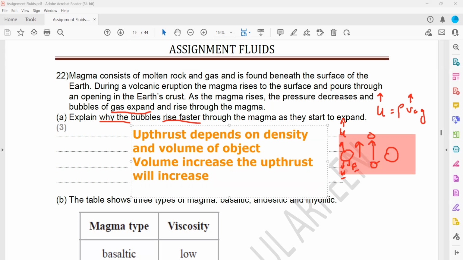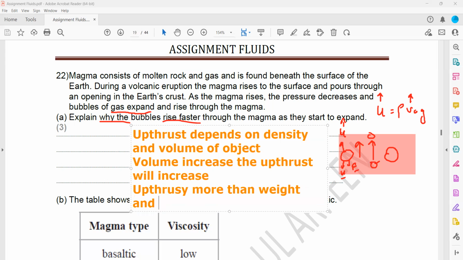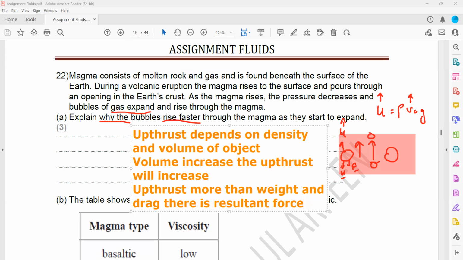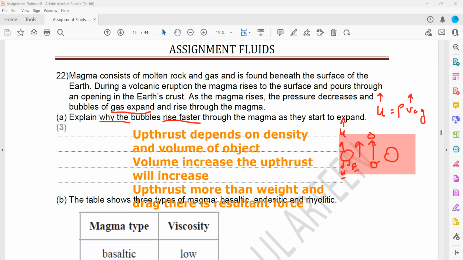And the upward force, the upthrust, is more than the weight and the drag. When the upthrust is more than the weight and the drag, as a result, what will happen? The bubble will accelerate, there's a resultant force on the bubble. As a result of this resultant force, it will accelerate upward.